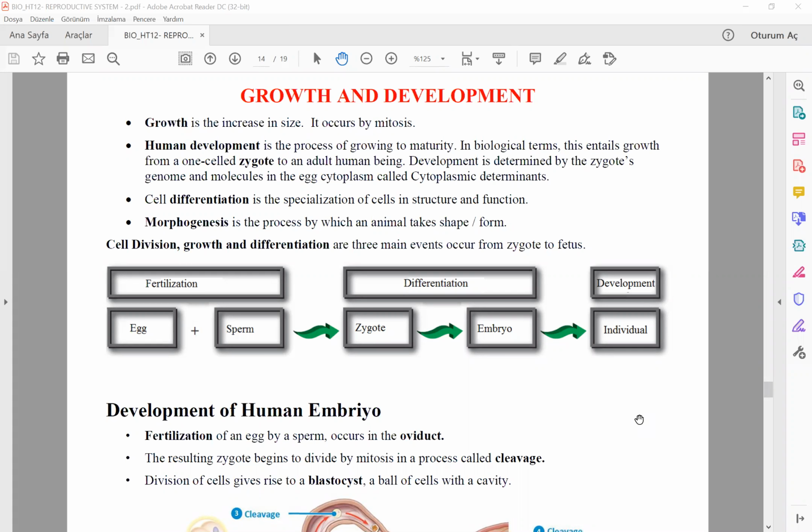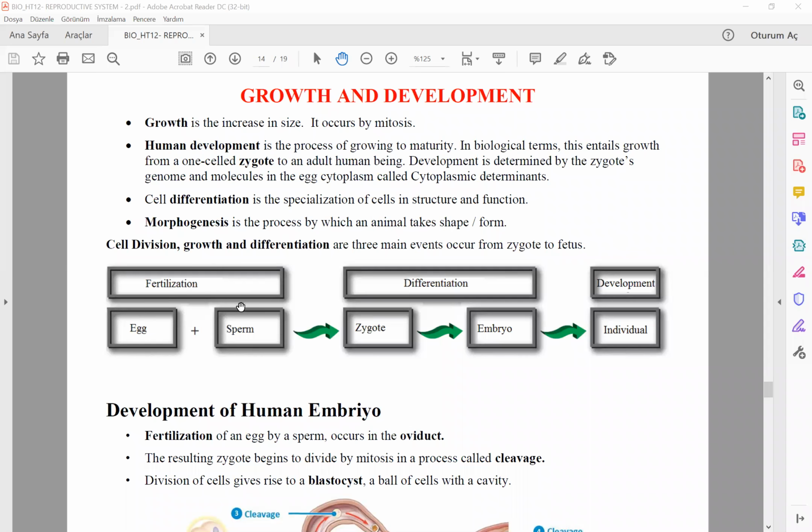In biological terms, it entails the growth from one cell, the zygote, to the adult human being. And cell differentiation is the specialization of cells in structure and function, because all cells come from the zygote, and all the cells have the same genetic makeup as the zygote. Morphogenesis is the process by which an animal takes shape and form. Cell division, growth, and differentiation are the three main events that occur from zygote to fetus.